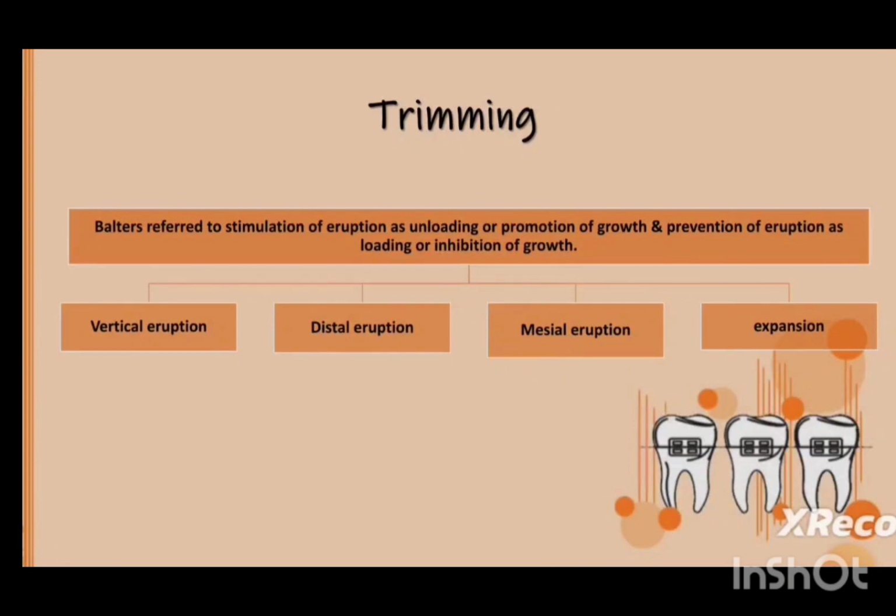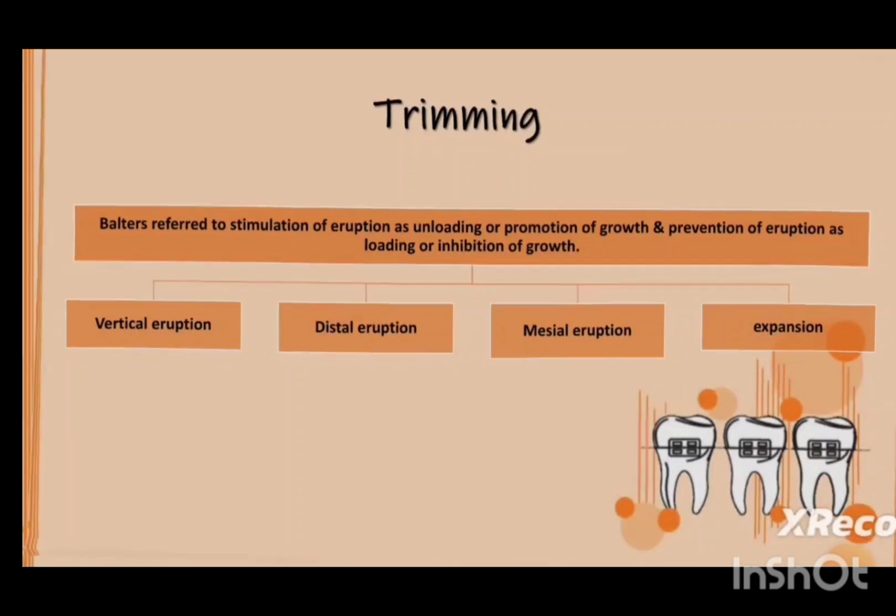Now coming to the trimming, Balters referred to stimulation of eruption as unloading or promotion of growth, and prevention of eruption as loading or inhibition of growth. The concept is similar. Unloading means the removal of acrylic. So wherever there is removal of acrylic, in that direction, the movement or the growth of the interalveolar structures will occur. And wherever we are loading or adding the acrylic, it will restrict the growth, right? So in regard to this, we'll talk about vertical eruption, distal eruption, mesial eruption, and expansion.